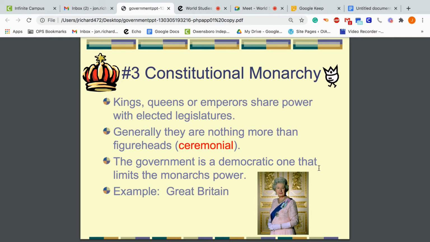And then C is government is democratic, which we have a democracy, so it's kind of similar to ours, and it's democratic, which limits monarchs' power. An example of this is Great Britain, like we were just talking about with Queen Elizabeth. She's the longest reigning monarch in history. She has lived longer and served as a monarch longer than anyone in history.